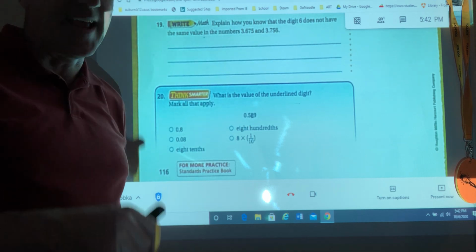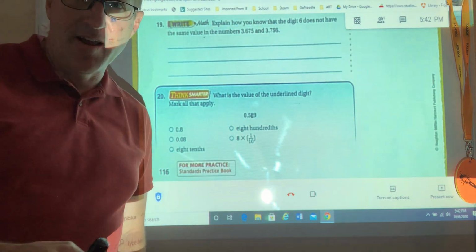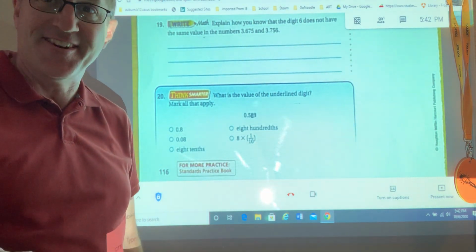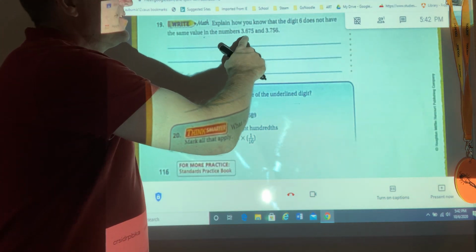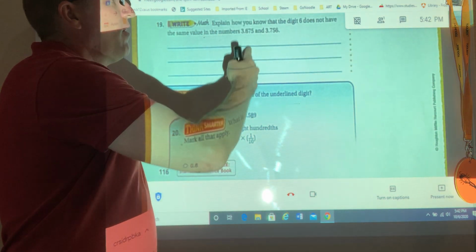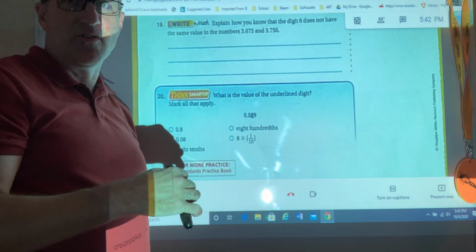Well, you can answer this a whole bunch of different ways, right? Number one, when I read the numbers, they're different. They don't sound the same, so I know that it's different. But they're in different what? What do we call these, right? I have numbers and I have place values, right?